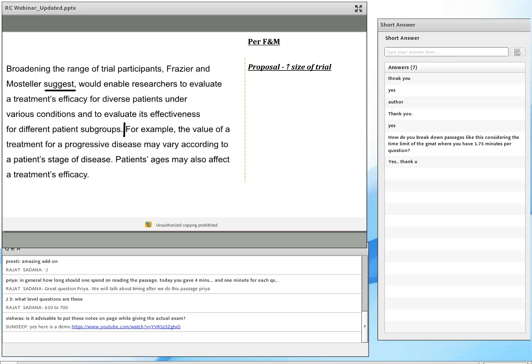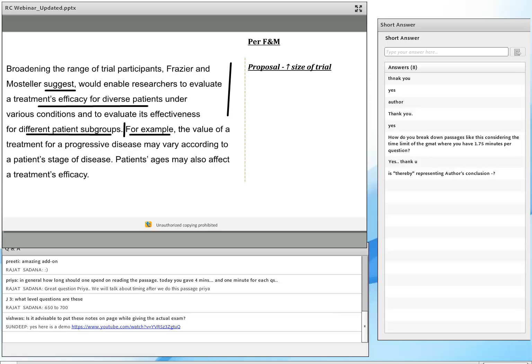One is, if this part, and even though it's not complex English, it's dense inference out of it. So one way to look at it is there are two benefits that would come out of it. One is you get the treatment's efficacy for a diverse set of patients under various conditions. And the second is that you get to different patient subgroups over here. Frankly, when I read this part, I said there are two benefits. That's how I looked at it. I tried to read, okay, what does it mean, diverse set of patients under various conditions and patient subgroups? I didn't understand it.